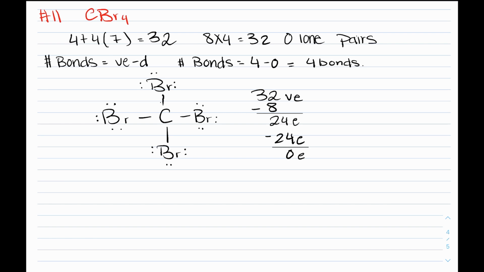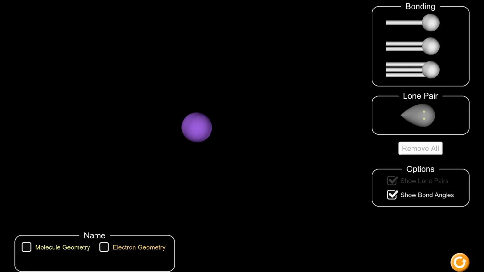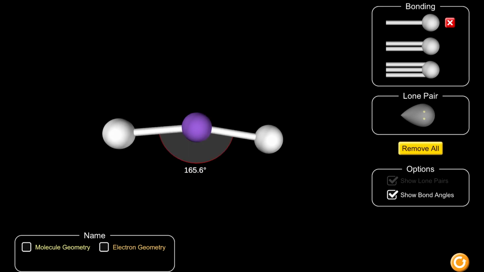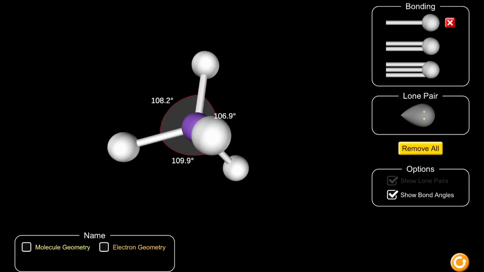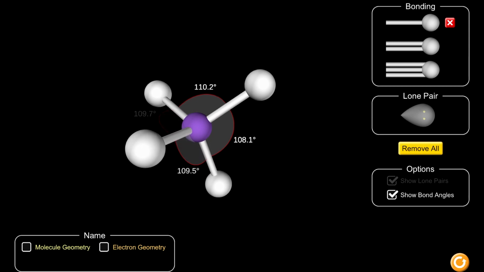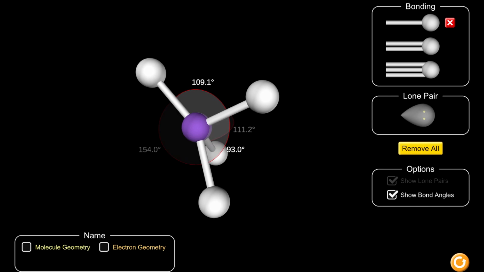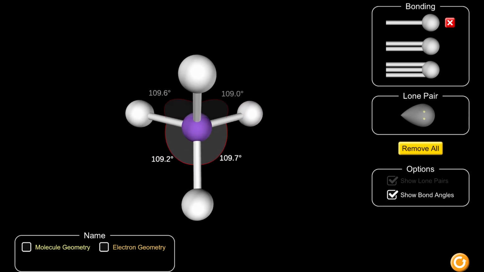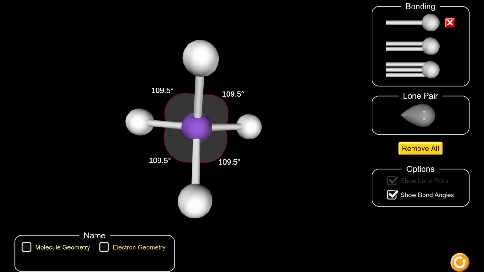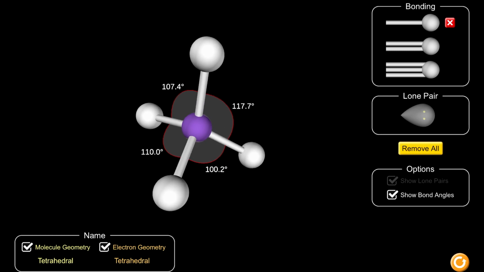To determine the shape, we cannot use the Lewis structure we just drew here because it's flat, so we need a 3D model. So this is our central atom, and we will add 4 bromine atoms to this. So we end up with 4 bonds and 0 lone pairs. So looking at this shape, we can tell that the molecular geometry is tetrahedral, and since there are no lone pairs, that means the molecular shape and the electron geometry are the same.